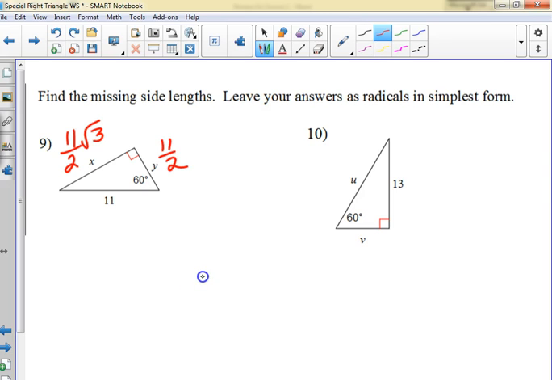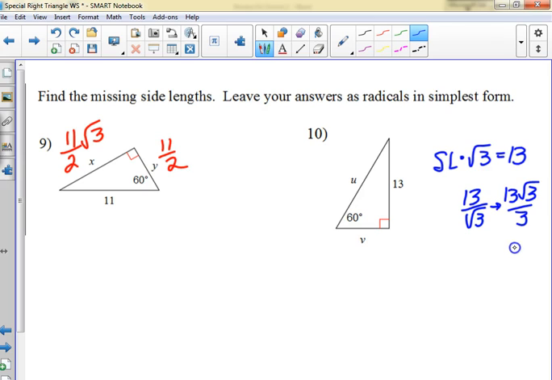Okay, this is the most painful of all. This is the square root of 3 in disguise. Okay, so the short leg times the square root of 3 somehow became a plain old 13. What do we need to do? So we have 13 over the square root of 3, or 13 square roots of 3 over 3, right? If we multiply by square root of 3 over 3, those are equivalent. Do I need to show that, or are we good? Okay.